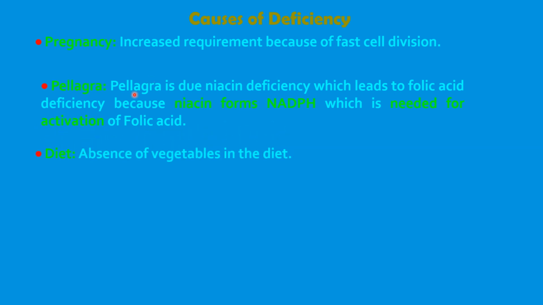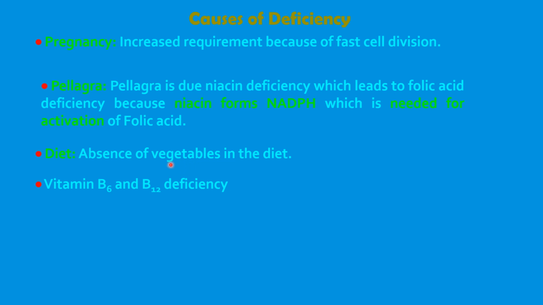tetrahydrofolate. We have seen in pellagra, which is due to deficiency of niacin, that it can lead to folic acid deficiency because niacin forms NADPH. And we see NADPH is the donor of the hydrogen groups in the dihydrofolate reductase reaction that activates folic acid. So if there is deficiency of niacin, there will be lack of NADPH, and so we'll be unable to activate folic acid.